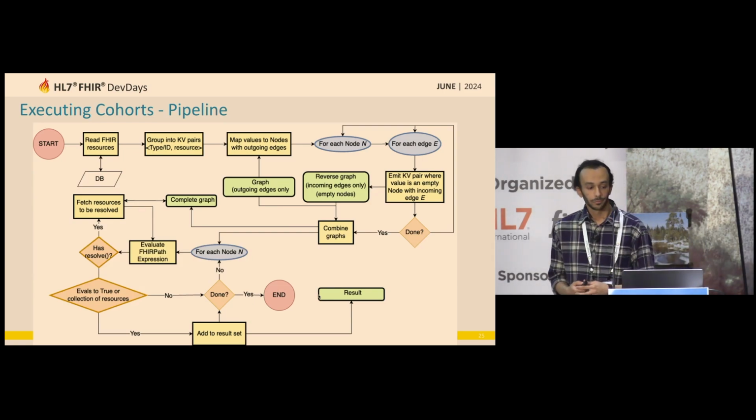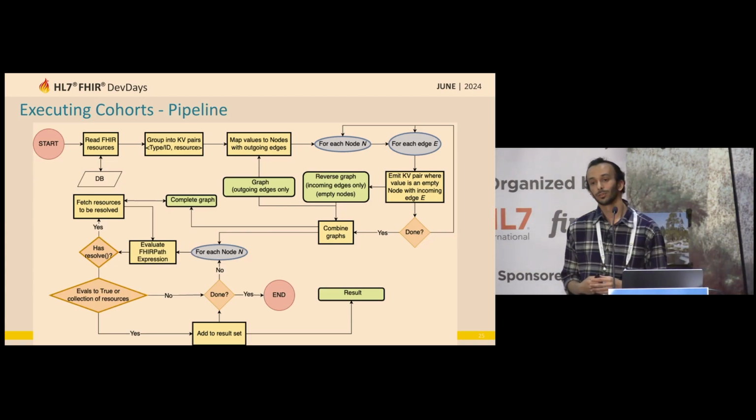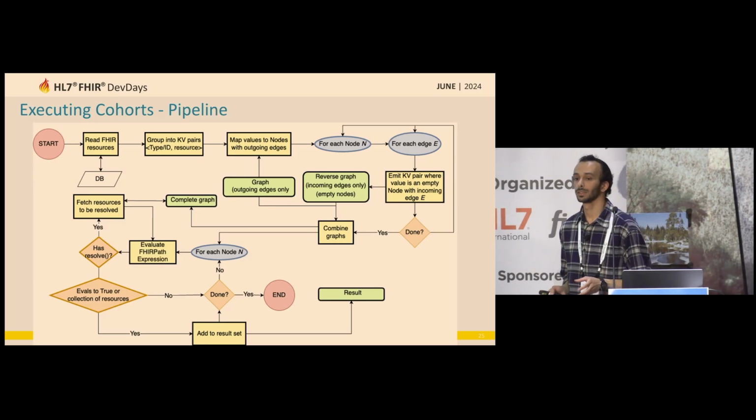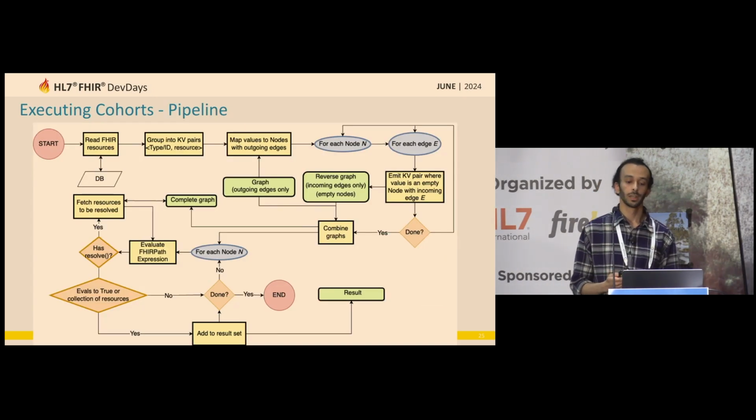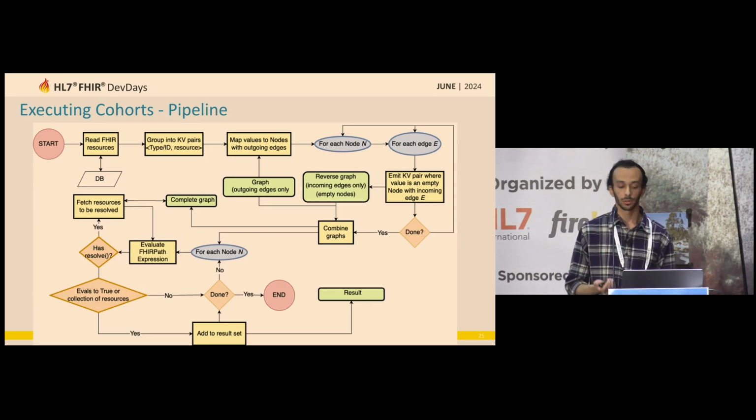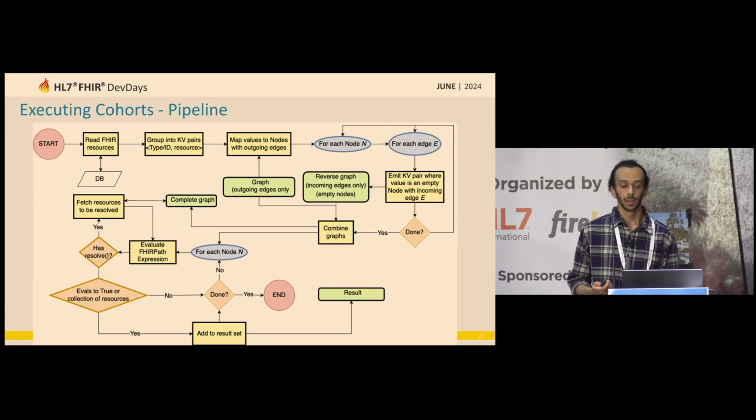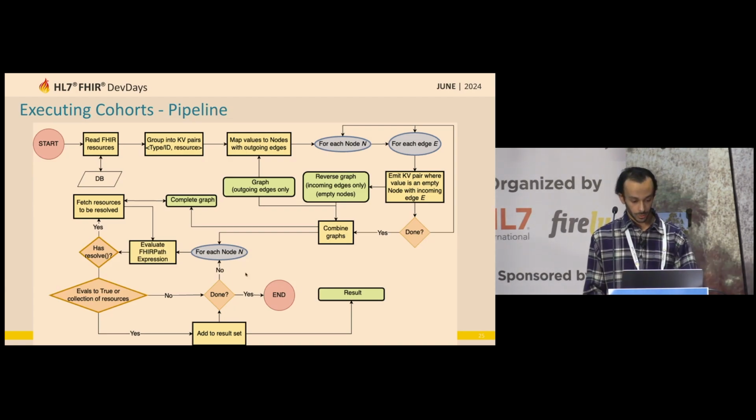So this is the pipeline of what we ended up with. In summary, what this pipeline does is it reads the resources, tries to construct this graph with incoming and outgoing references, and then uses this graph to resolve any reference, assuming the expression has a resolve function or reverse resolve or revinclude or whatever it's called. And it keeps evaluating until we finish all the resources. So we can go through this pipeline.